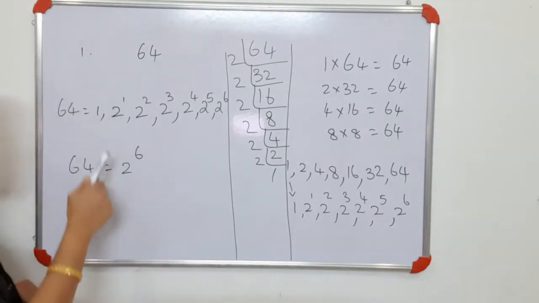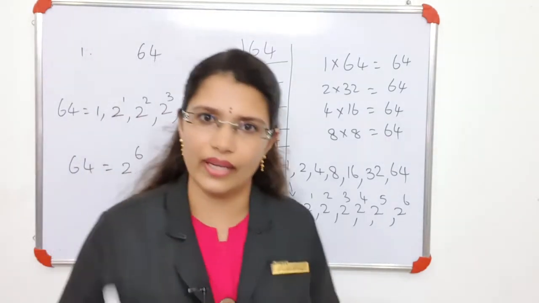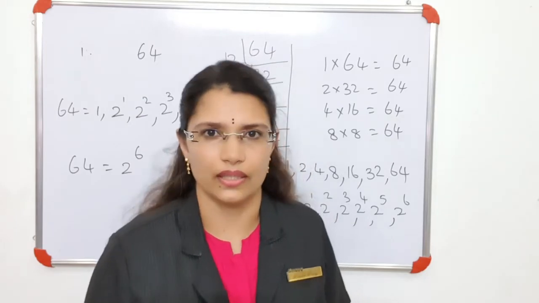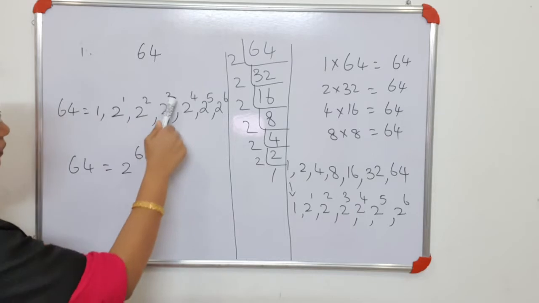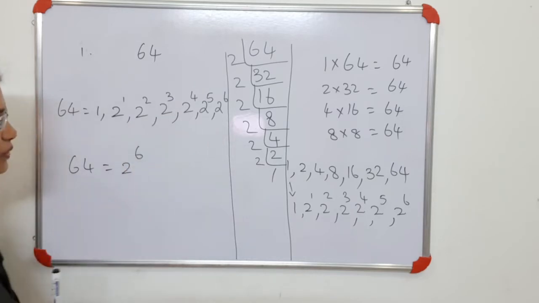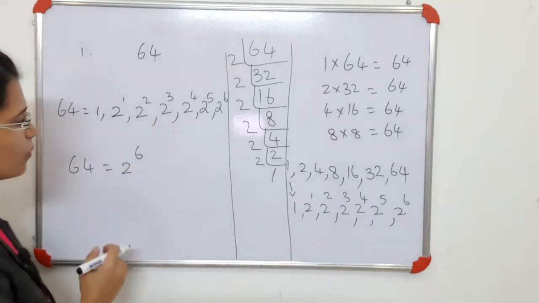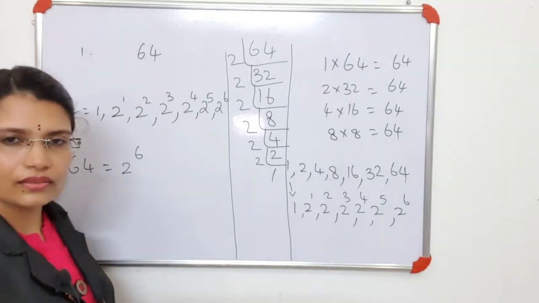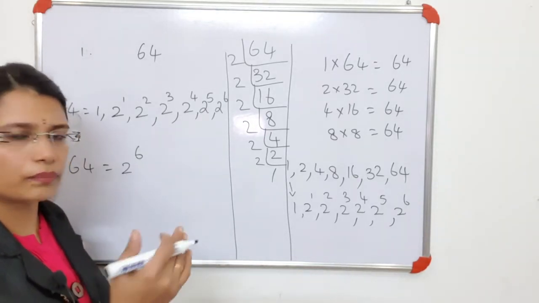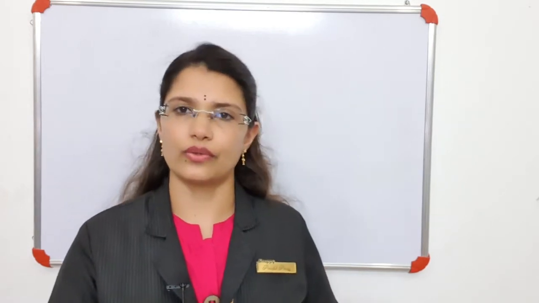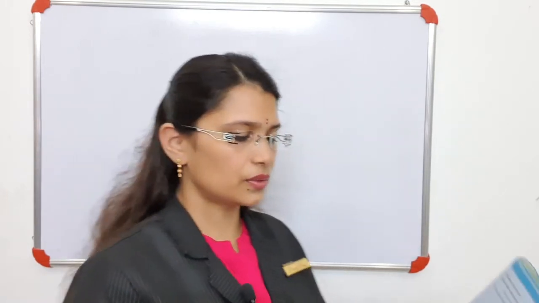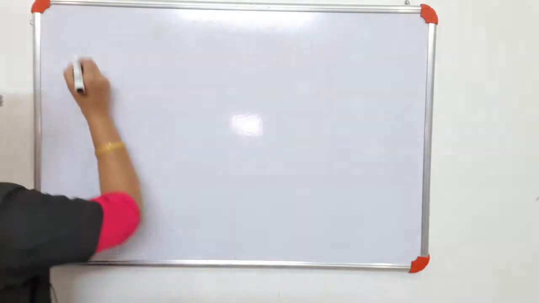The factors of 64 are 1. 1 is a factor of every number, right? So 1, 2 raised to 1, 2 raised to 2, 2 raised to 3 up to 2 raised to 6. Okay. Then children, second question you do it as homework, 125. Then third question, 48.